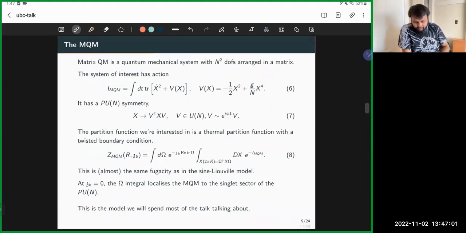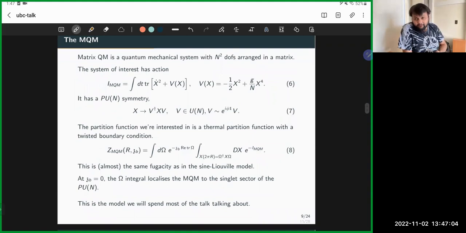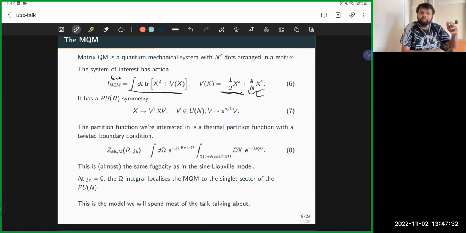Now let's quickly go to the MQM. The MQM is a matrix quantum mechanical system with N squared degrees of freedom arranged in a matrix. This is the action. Now the point about the action is that it has a potential. This is a Euclidean action; I should have written that earlier. It has a potential which looks like an inverted harmonic oscillator. The inverted harmonic oscillator is an instability that is stabilized by this x to the 4 term, but the x to the 4 term kicks in at very large x. At small x, at order 1 x, it's an inverted harmonic oscillator, because the coefficient of x to the 4 is tiny.